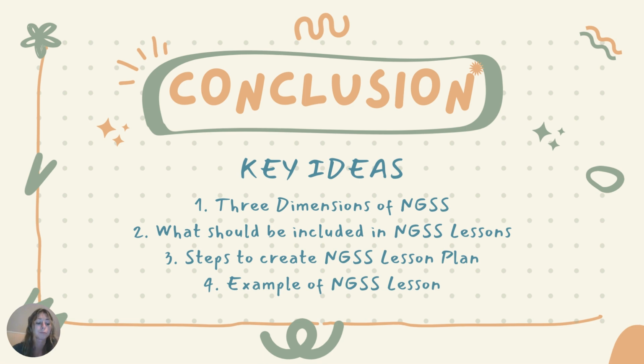So in conclusion, we covered our 3 key ideas, which are NGSS is built on 3 dimensions: practices, cross-cutting concepts, and core ideas. We talked about that a strong NGSS lesson includes clear objectives, engagement, exploration, explanation, elaboration, and evaluation. And then we walked through the 5 steps to creating our own NGSS aligned lesson planning, from choosing performance expectations to reflecting on the lesson.